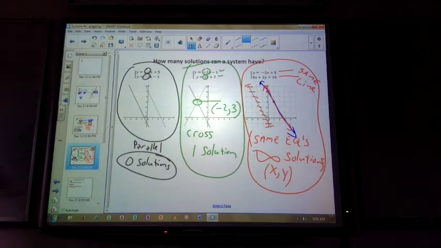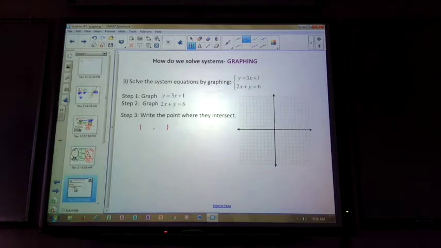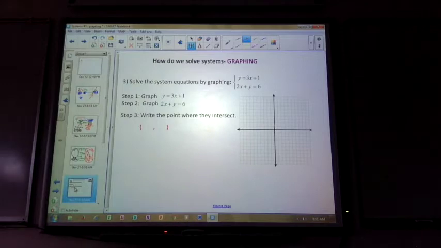You good? All right. So how do we solve by graphing? Well, I'm going to graph both of the equations that are given. If they happen to intersect each other, I'm going to try and figure out what the x, y value would be. If they don't intersect each other, I have to take a look to see if they are parallel, because this means they'd have the same slope.